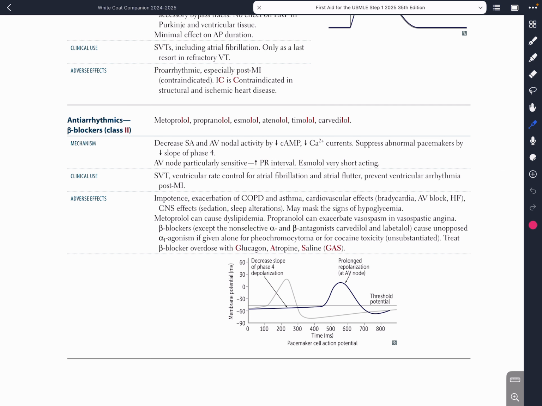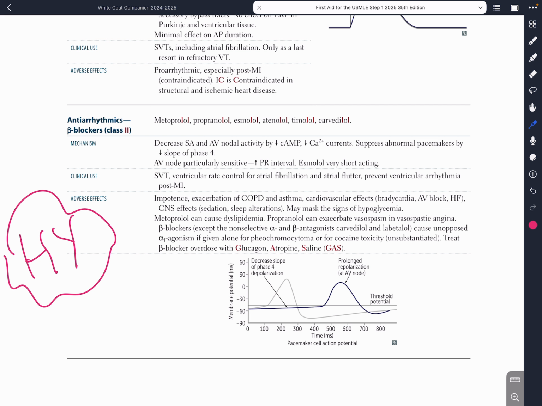Adverse effects of beta blockers. So this is very important, high yield stuff. Beta blockers can cause impotence, means no sexual urge. Exacerbation of COPD. Patient who has COPD, you give them beta blockers, they will die of asthma or COPD before they die of heart issue. And cardiovascular effects, like they can cause bradycardia, AV block, heart failure.